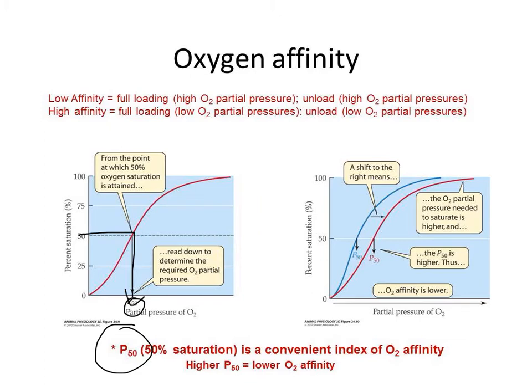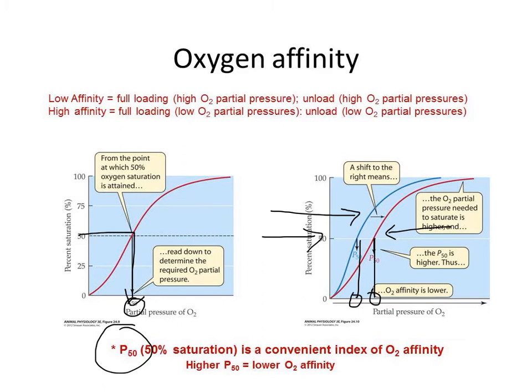And so if you look at this curve to the right, you'll notice that the P50 value for the blue curve is lower than the P50 value for the red curve. And what that indicates is the higher the P50 value, the lower the affinity. And obviously, the lower the P50 value, the higher the affinity. So the respiratory pigments of the blue curve have a higher affinity than the respiratory pigments that generate the red curve that's shown here. So ultimately, P50 values allow you to determine differences in oxygen affinity.